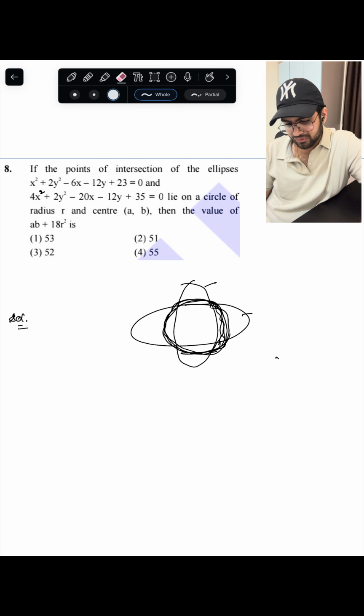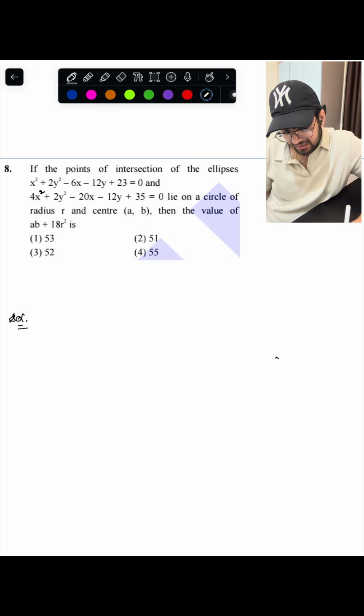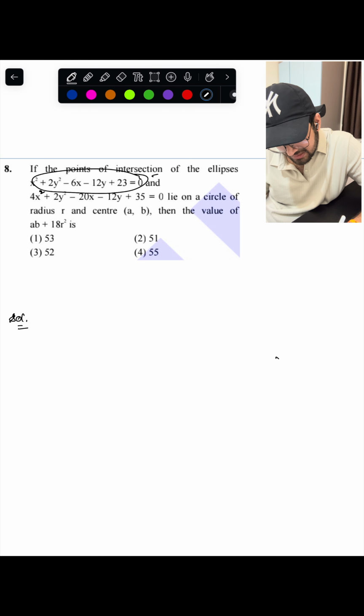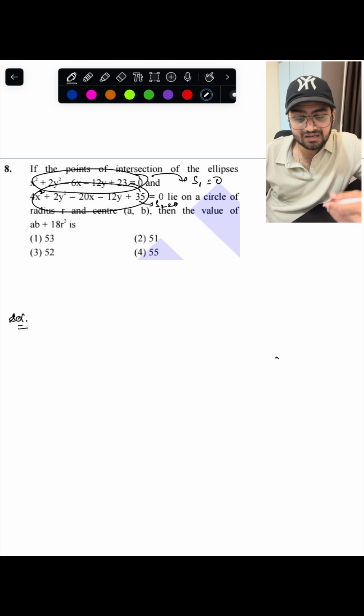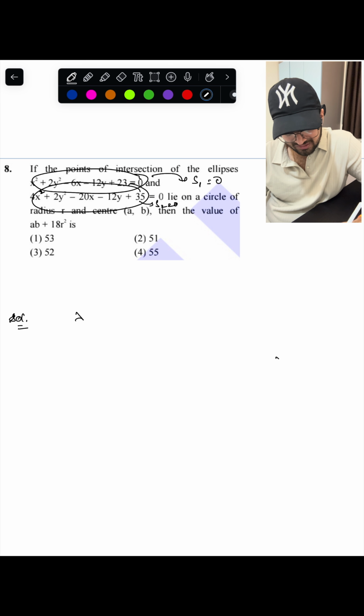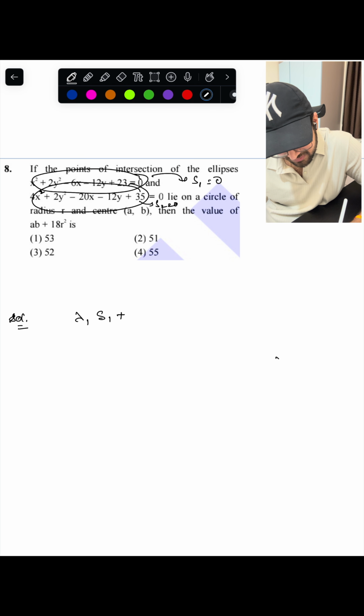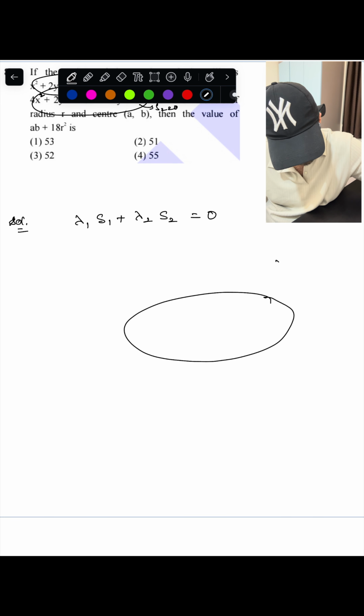So what I will do is, I will take this ellipse as some S1 equals to 0 and this ellipse equation as S2 equals to 0. Now whenever there is a curve which passes through their point of intersection, I can represent them as lambda 1 S1 plus lambda 2 S2 equals to 0. If you ask me why, sir, I will answer that too.